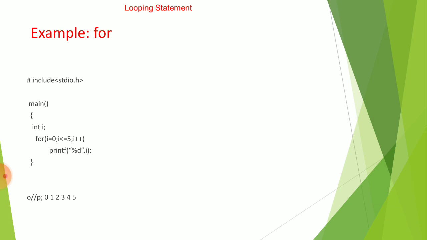It is the example for loop where numbers are printed from 0 to 5. First I value is initialized to 0, then check the condition. If the condition is true, it prints the I value. Then again I is incremented, it checks the condition, then I is printed, then I is incremented up to 5. So its program output is 0 to 5.